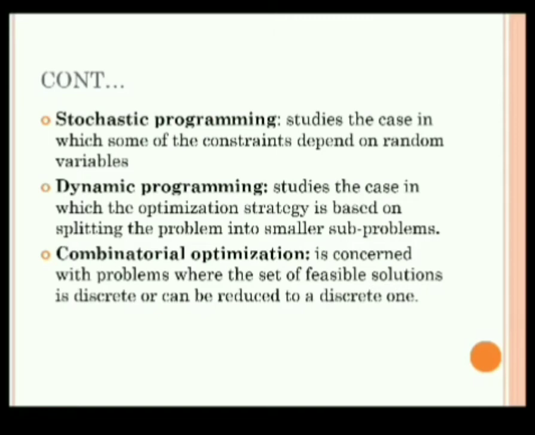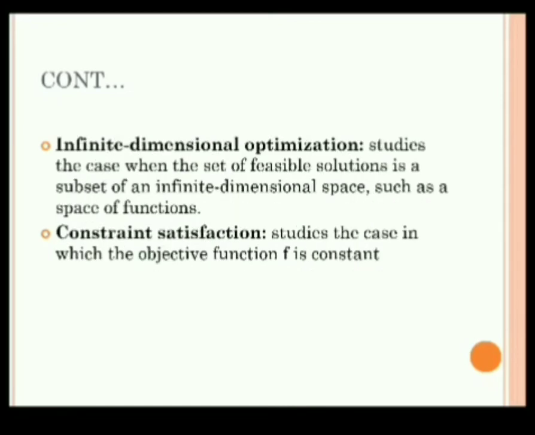Next, combinatorial optimization deals with problems where the set of feasible solutions is discrete or can be reduced to a discrete one. Next, infinite dimensional optimization. It is the study of the case when the set of feasible solutions is a subset of an infinite dimensional space, such as a space of functions. Next, constraint satisfaction studies the case in which the objective function f is constant. This is used in artificial intelligence, particularly in automated reasoning.